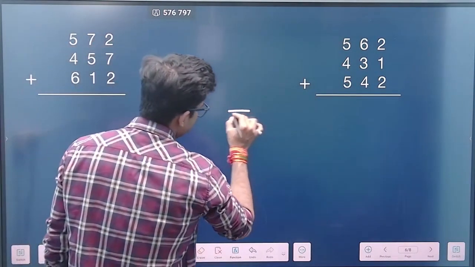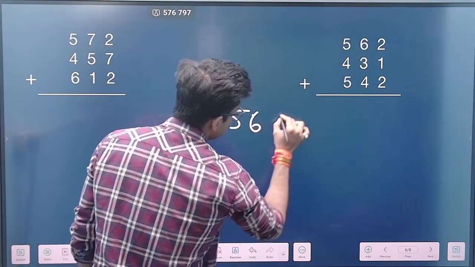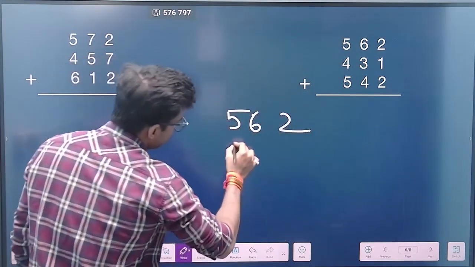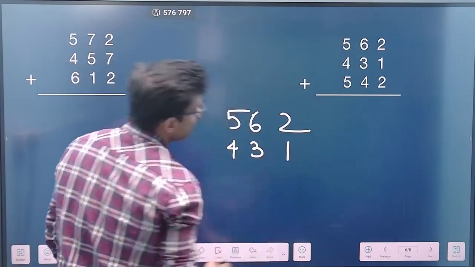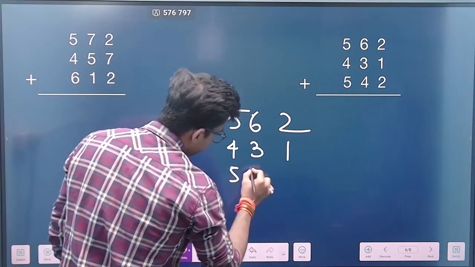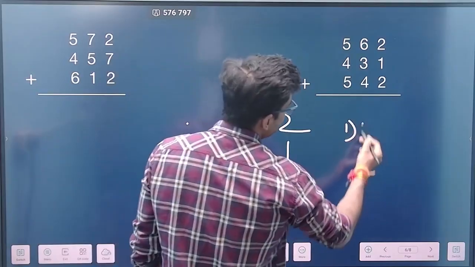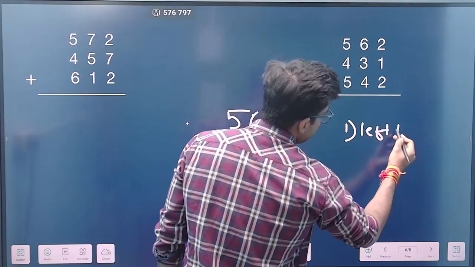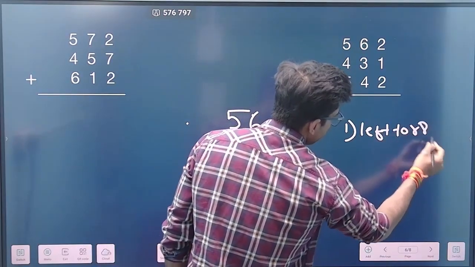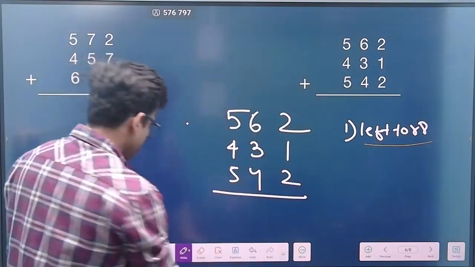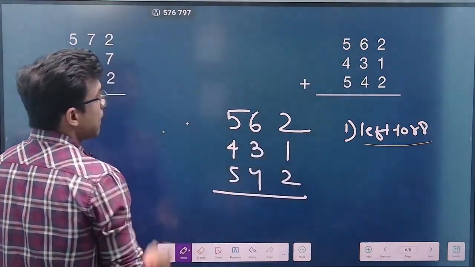Now the number is 562, correct? And then the number is 431 and the number is 542. As I said, what does the rule say? Rule number 1 says add from left to right. So I'll go from left to right first, and this is what?